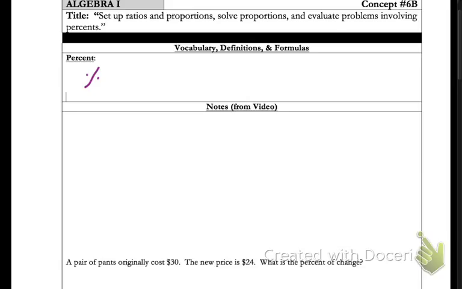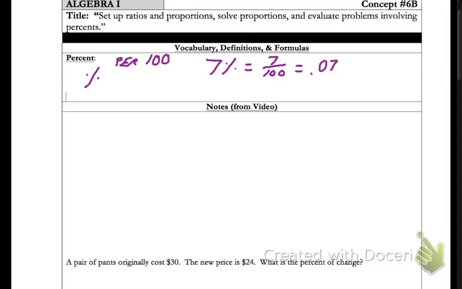What is a percent? Well, percent simply means it's a ratio, but it's a ratio that's per 100. And so when we talk about percents like 7%, what does that mean? Well, it means that 7% is actually a ratio, 7 out of 100, which transforms into the decimal 0.07.